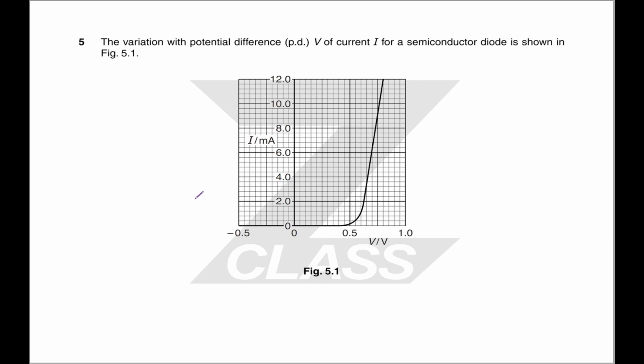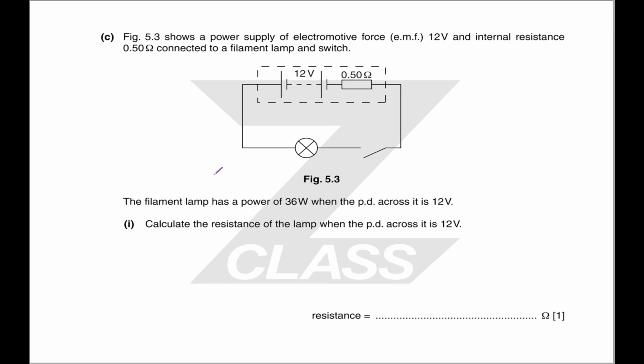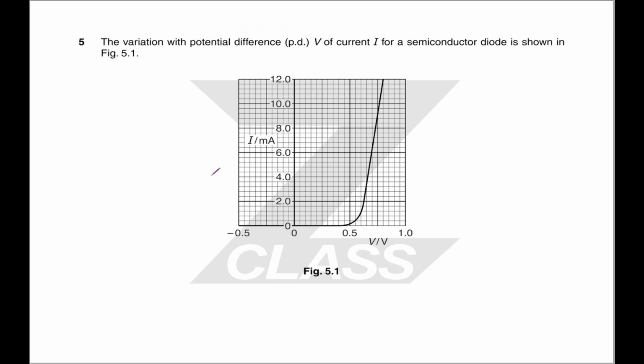Okay, we have the variation with potential difference v of current I for a semiconductor diode. Fair enough. Use figure 5.1 to describe the variation of the resistance of the diode between v equals minus 0.5 and v equals 0.8. Okay, so minus 0.5 is over here, and 0.8 is just where the graph stops, i.e. by here. Right, so that just means the whole of the graph.